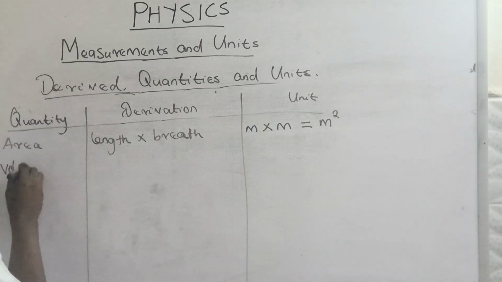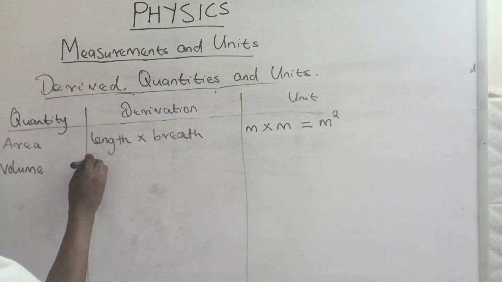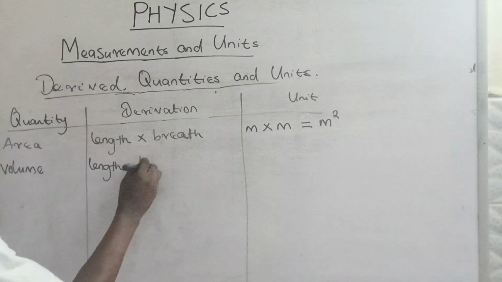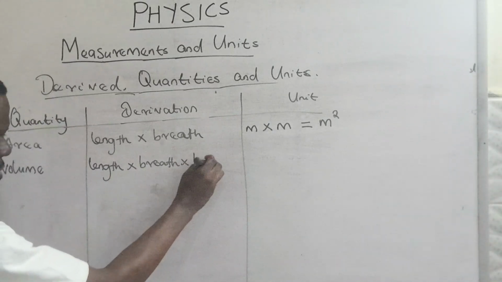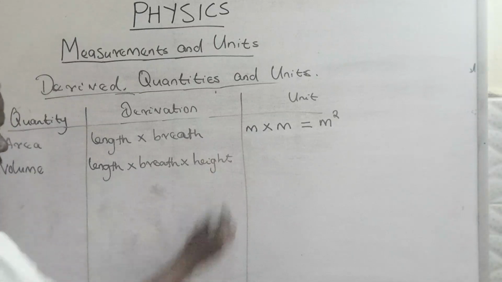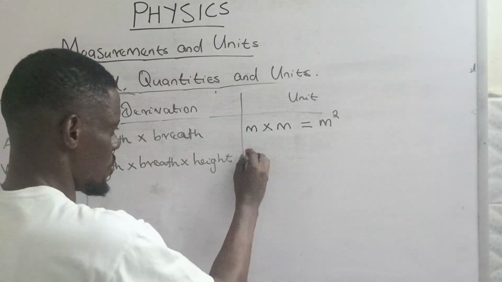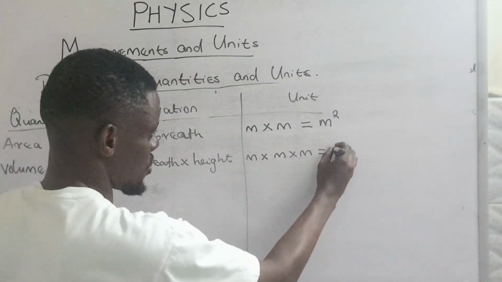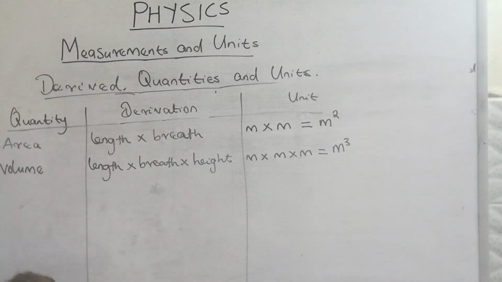Next is volume. The volume is length times breadth times height. So our unit becomes meter times meter times meter, which is equal to meter cube. Next is density.